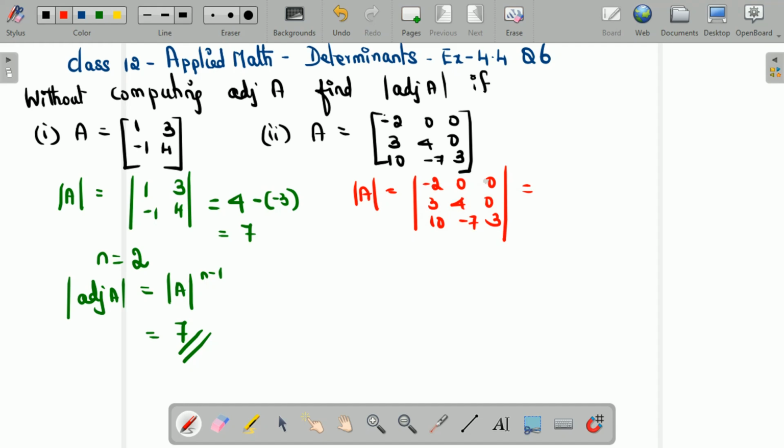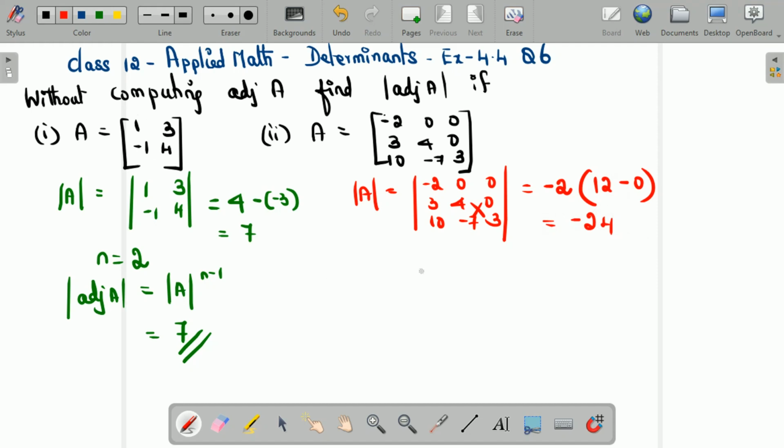I'm going to expand along the row because two of those elements are 0. All we have to do is minus 2 into cross multiplication of this. So this is going to be 4 into 3 is 12 minus 7 into 0 is 0. So 12 into minus 2, the answer is minus 24.